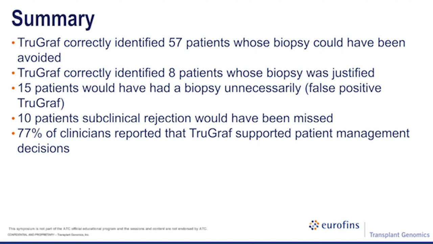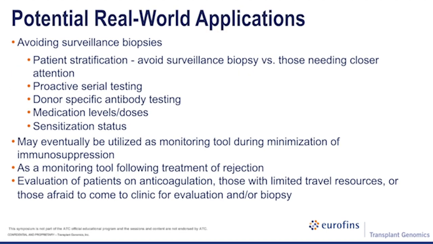On the other side, there were 15 patients that had a biopsy unnecessarily because TruGraf was not TX, but the biopsy came back TX, or oh, everything was fine. And then there are 10 patients where subclinical rejection would have been missed. 77% of the clinicians reported that TruGraf supported their patient management decisions. So what does this all mean? Can we avoid surveillance biopsy? The answer, I think, is yes. And I think using TruGraf would help.